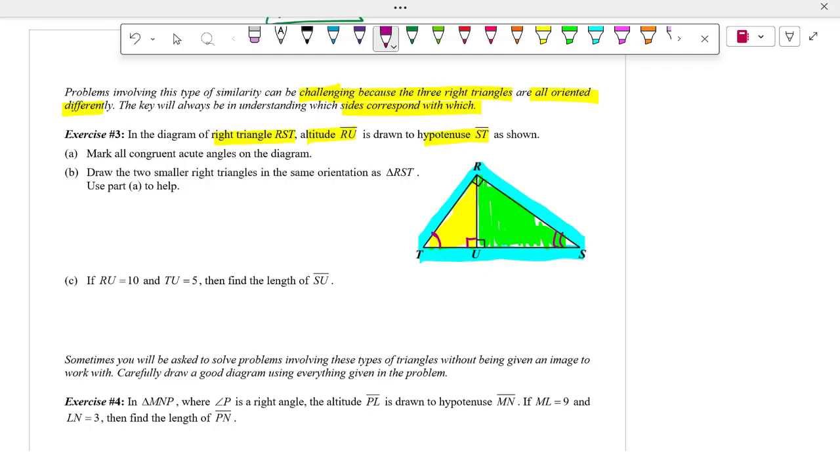How many ticks should the other yellow angle have? 2. How many ticks should the other green angle have? 1.